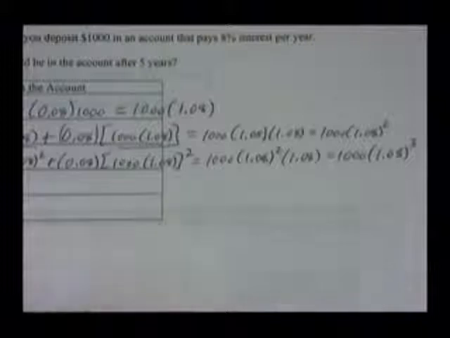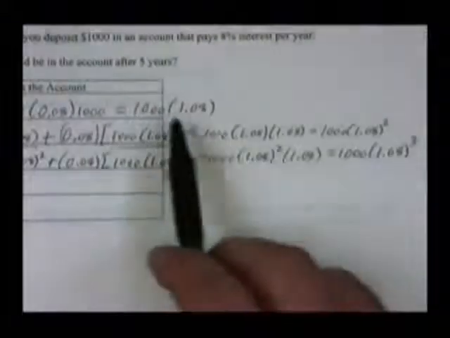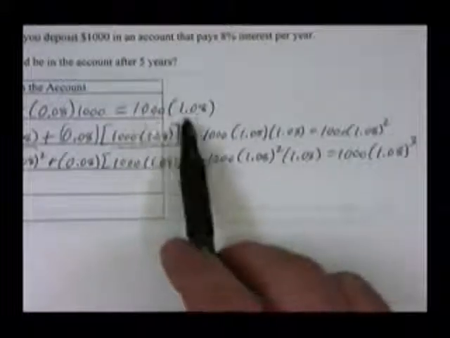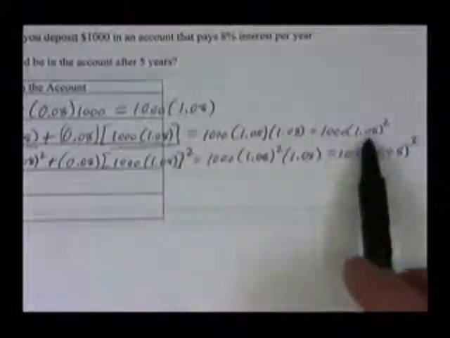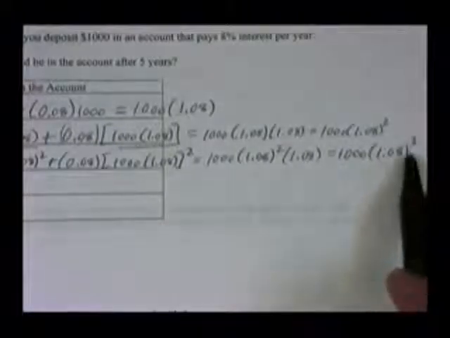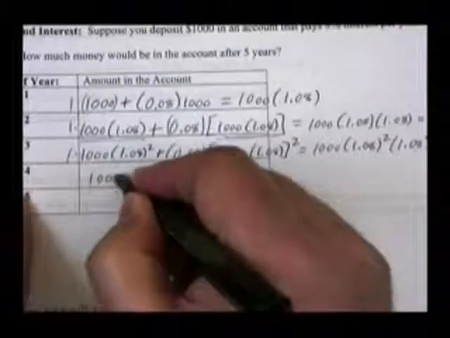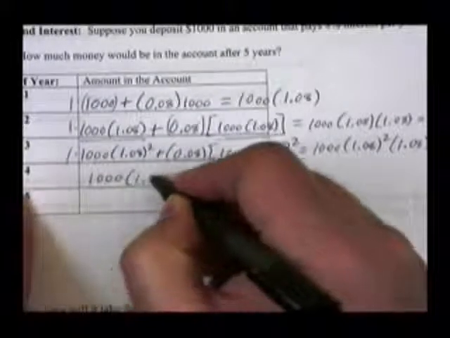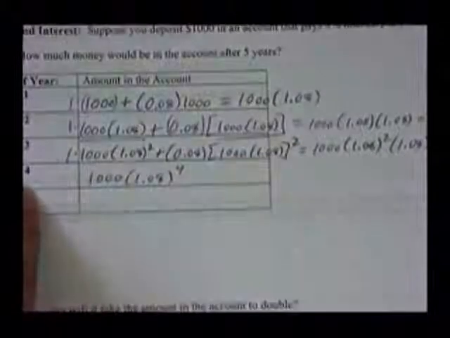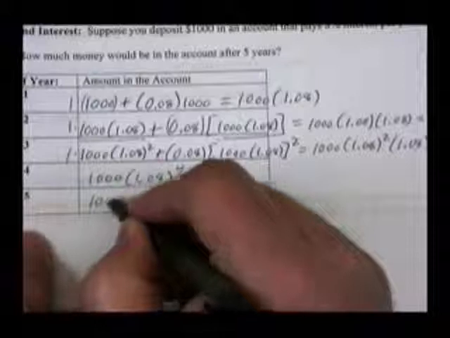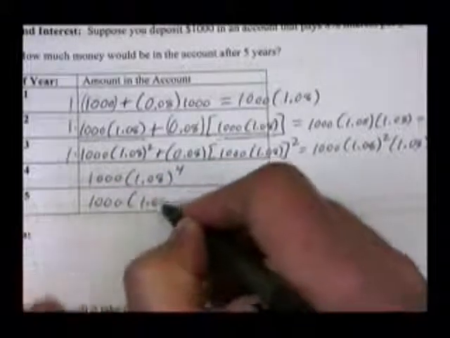Now, are we seeing a pattern here? You bet we are. Notice I've got my initial amount times 1.08 times 1.08 squared times 1.08 cubed. All right. So for the next one, I could just go straight to it and say it's 1,000 times 1.08, and since I've got 4 years now, that's going to be to the fourth, and this is going to be 1,000 times 1.08 to the fifth.